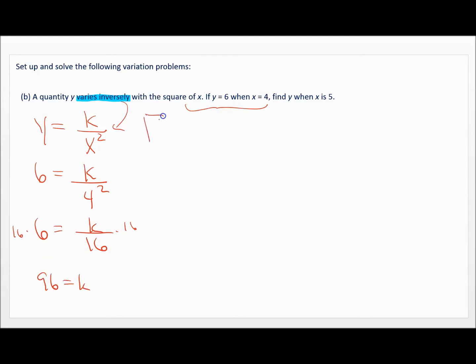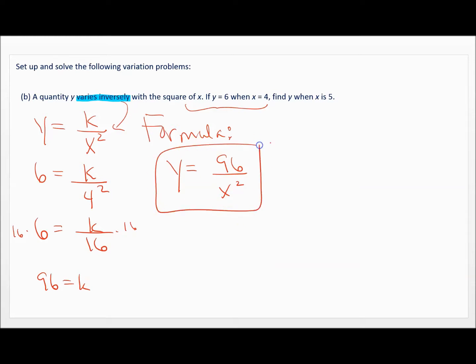So my formula, and you will always have to come up with a formula. These first steps are required 100% of the time. That's y equals 96 over x squared. That is my formula. Sometimes that's all you have to do.